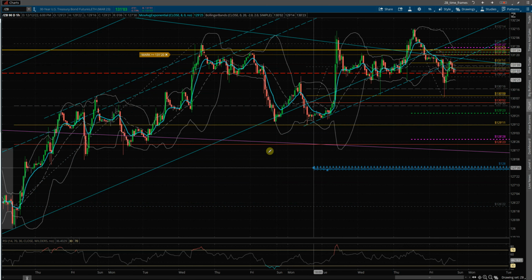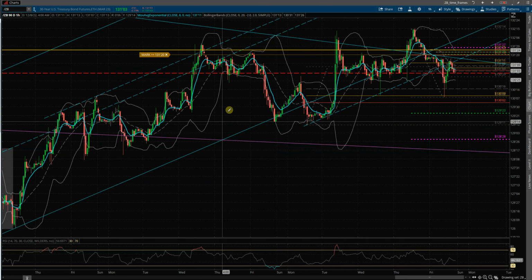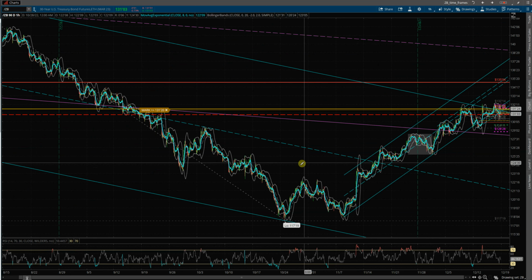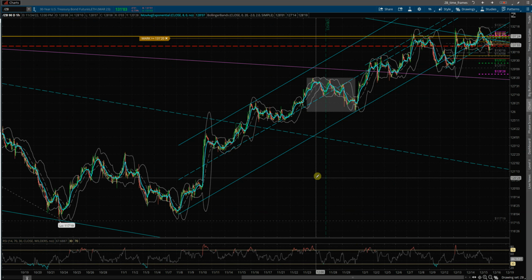So this is just something I'm going to be aware of and looking at moving forward, is extensions in their relation to pivots on the left side of the channel to price action on the right side of the channel.